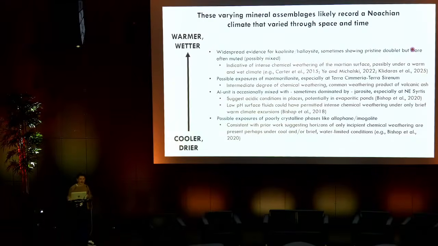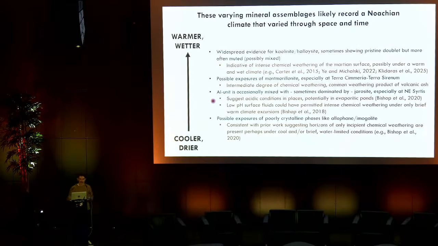Let's try and piece together what this might be suggesting about Noachian climate, because it is quite puzzling. On one hand, this widespread evidence for kaolinite and halloysite is really indicative of intense chemical weathering associated with leaching, potentially under a warm and wet climate, as has been proposed before. Where we see things like montmorillonite, we're talking about a more intermediate degree of chemical weathering. Something interesting is that montmorillonite is a common weathering product of volcanic ash, which has been proposed as a possible protolith in some cases.